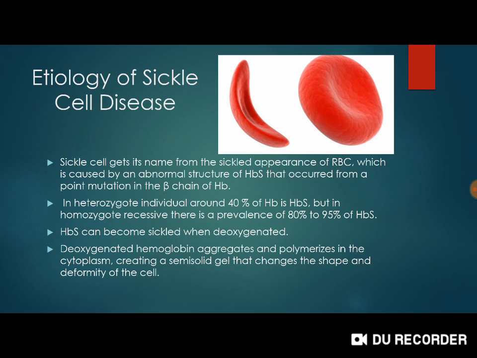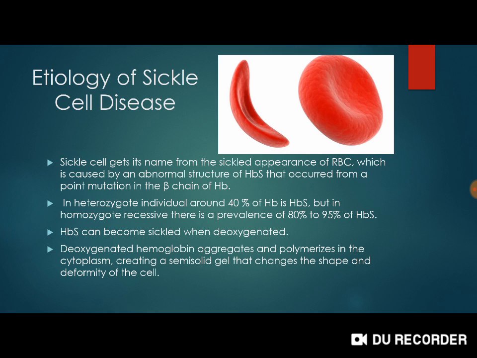The etiology of sickle cell disease is that it gets its name from the sickled appearance of the red blood cell, as you can see above, which is caused by abnormal structure of hemoglobin S that occurs from a single point mutation in the beta chain of hemoglobin. In a heterozygote individual, around 40% of hemoglobin is in the hemoglobin S form, but in a homozygous recessive, there is a prevalence of 80 to 95% hemoglobin S.